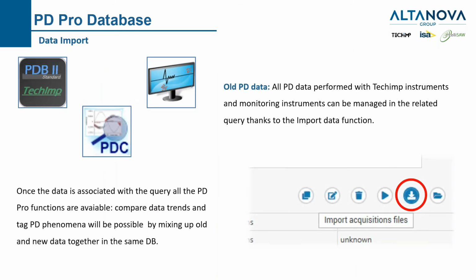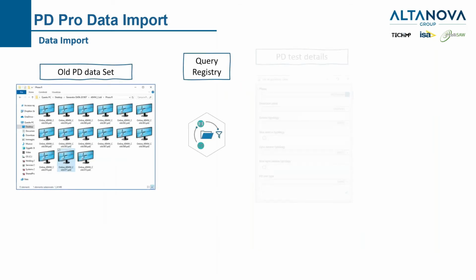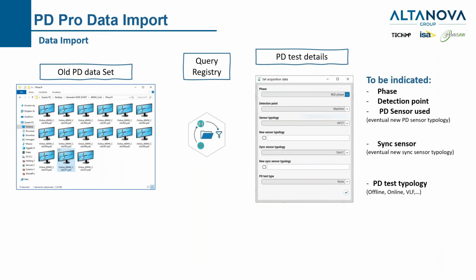The other function is the data import. As I told you, we can have, for example, a very big DB with the old school softwares, but we don't want for sure to lose the data because we know that in partial discharge testing, the comparison and the trending of the data is very important. So we can import all the data into the PD Pro.